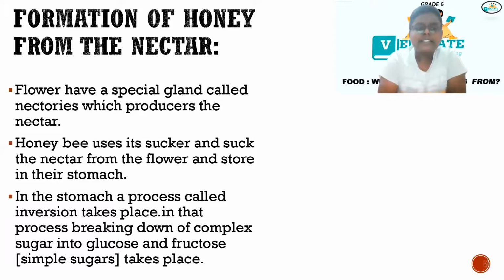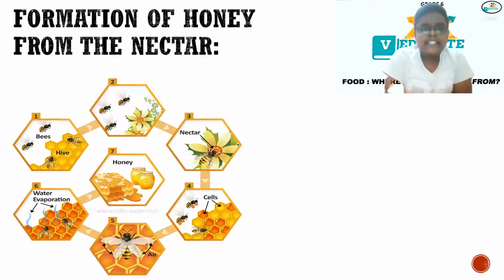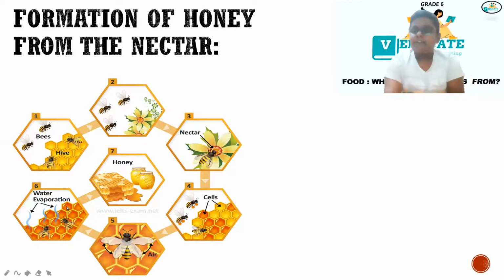So fructose means a simple sugar. The process of inversion means breaking down the complex sugar into glucose. Here you can see first, the bees are moving somewhere, and second, they are in the flower, sucking nectar and bringing it to the cell. They are packing it, and the water evaporates and honey forms. We will come back here and see this again.